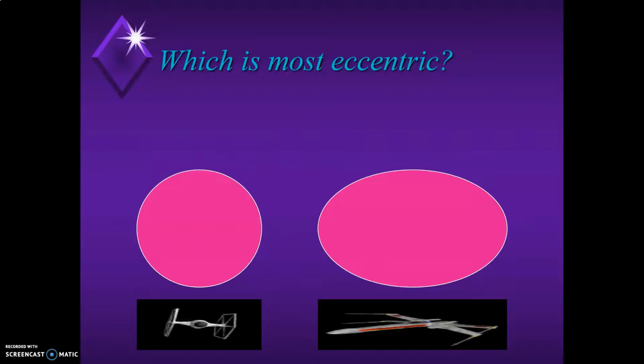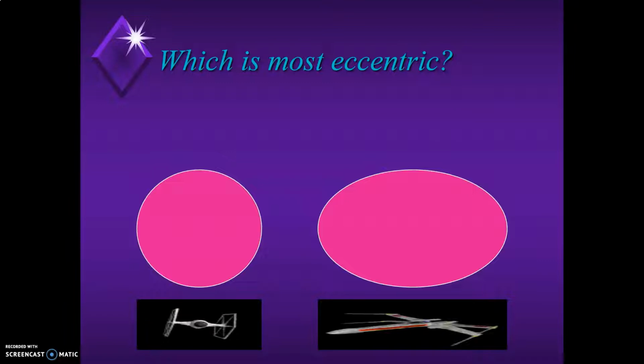So take a look here. Which one is most eccentric? Right here, you have the TIE fighter, and here you have an X-wing. Which one of these would be stretched? Which one is more oval shaped? Which one is more elliptical? Whichever one is more elliptical would be the most eccentric. So based on this, if you look here, this one looks like more of an oval shape than this one. Therefore, the X-wing would be the most eccentric here. It would have a greater eccentricity. So that's Kepler's first law of planetary motion.